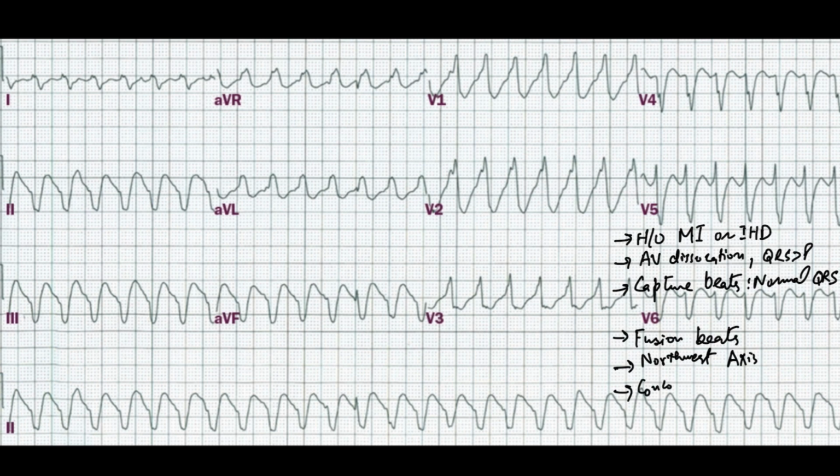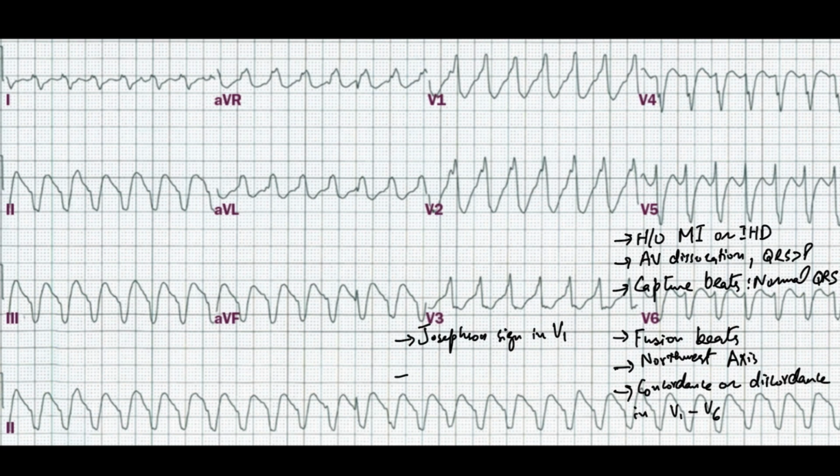Concordance in all chest leads, meaning the QRS complexes in all the chest leads from V1 to V6 are either all positive or all negative. If that feature is present, think of VT. Josephson sign in V1, which is a notching at the nadir of the S wave. If it is present, there is a higher likelihood that we are dealing with VT instead of SVT.